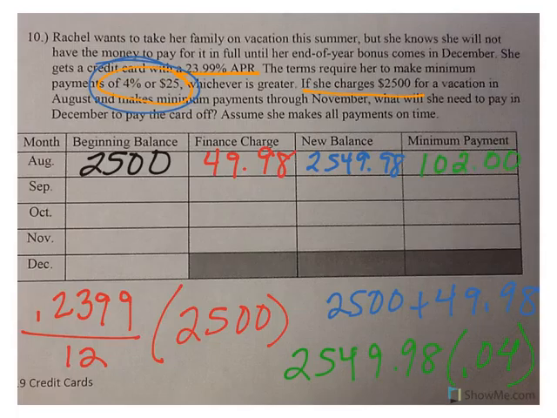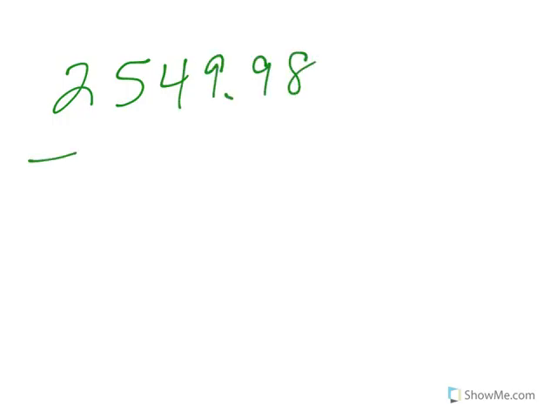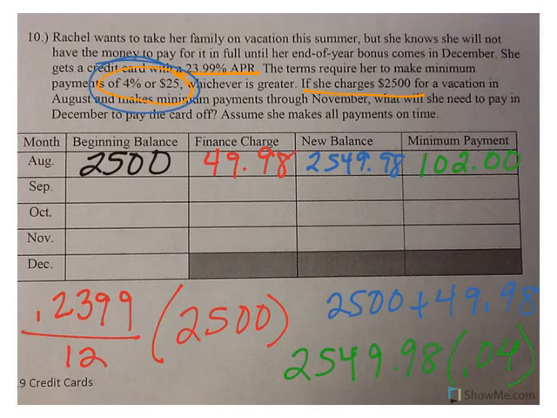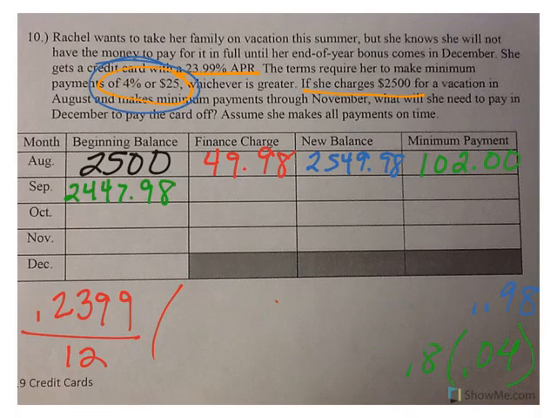Now to figure out how much her beginning balance is at the next month, we have to subtract. So we take the new balance that she had at the end of the month, the $2549.98, and we take away the $102 that she paid. Right? So when I do that, her carryover balance is $2,447.98. You can see it did go down a little bit, but not much, right? She made a $102 payment. Here, it did not go down by that much. And then we do it all over again.